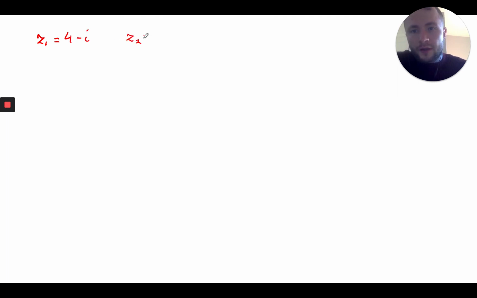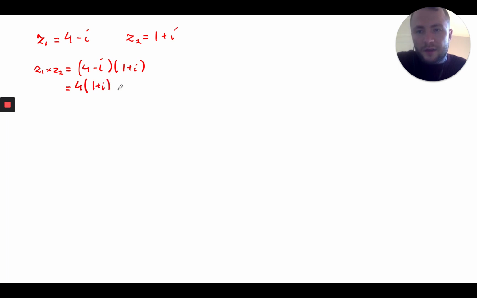So let's take a look at another example. Let's say that z1 equals 4 minus i, and z2 equals 1 plus i. So z1 multiplied by z2 equals (4 minus i), in brackets, multiplied by (1 plus i). I'm going to follow exactly the same procedure as previously: multiply the first term in the first bracket by the second bracket, and multiply the second term in the first bracket by the second bracket.